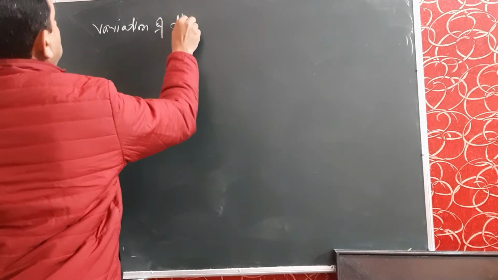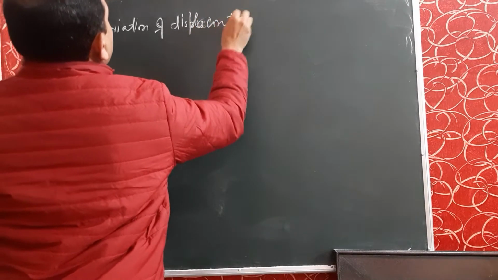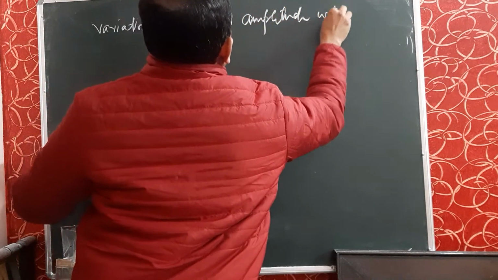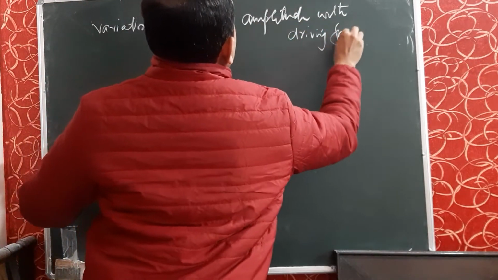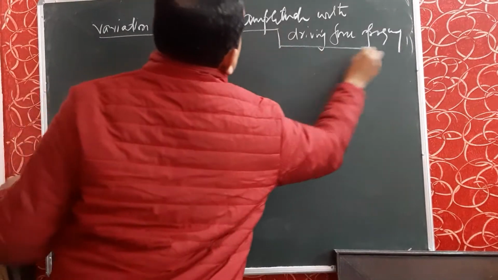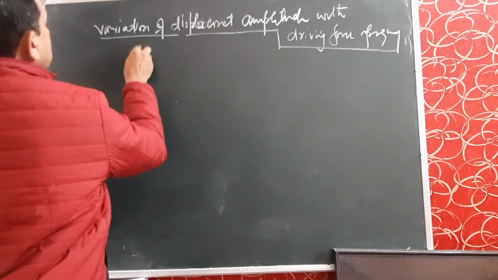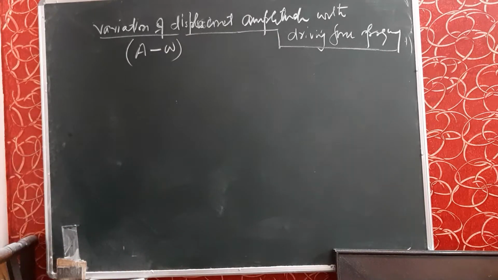Variation of displacement amplitude with driving force frequency. So this is our article, that is the variation of amplitude, meaning displacement amplitude A versus omega. So this is the variation A versus omega, the A omega graph. We will plot ultimately the A omega graph.